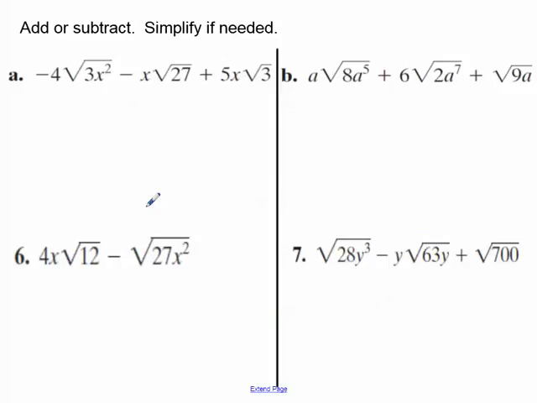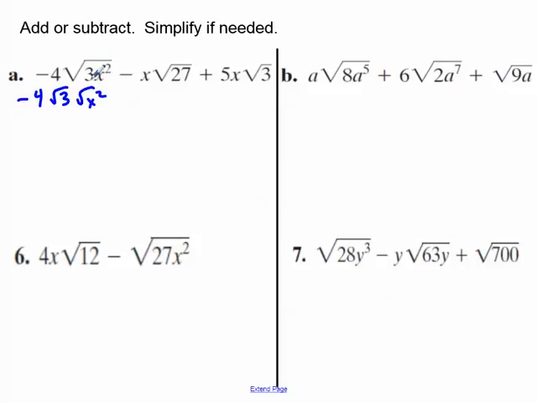Whew. All right, let's take a look at some of these. These are even more and more complicated, but we can take a look at them. I don't know about we can do them. Any like radicals? No. I got a square root of 3, I got a square root of 27. They're all square roots, but this is 3x squared, there's 27, there's 3. Let's see what we can do with this. I got a negative 4 times square root 3 times square root x squared.